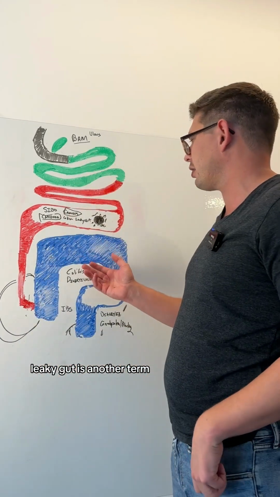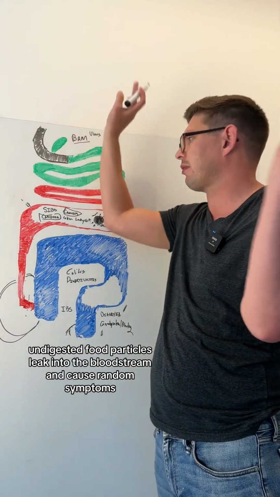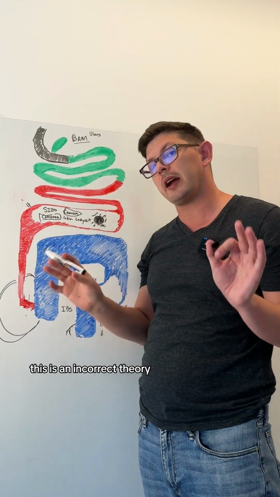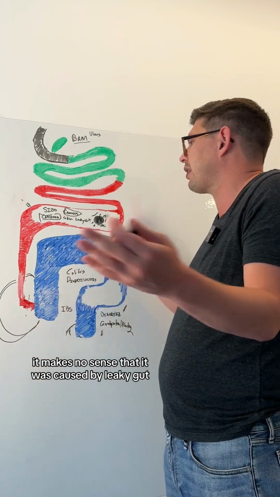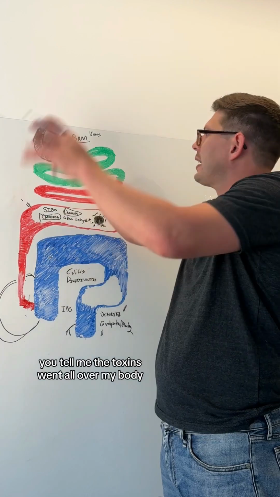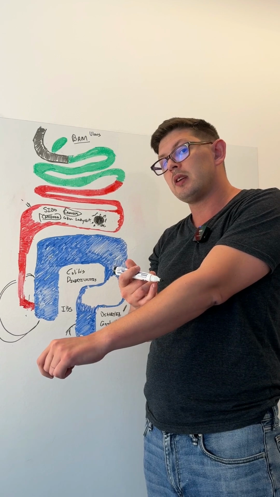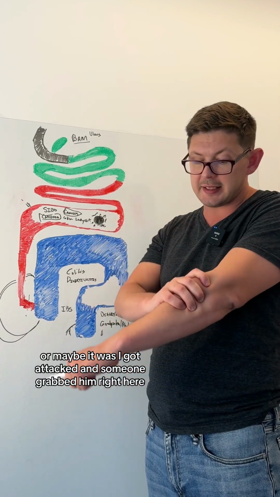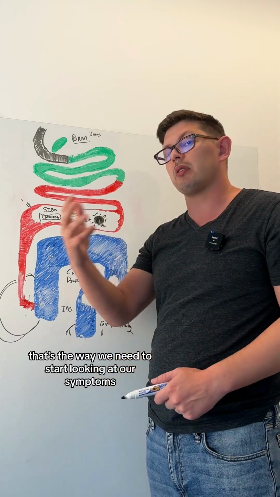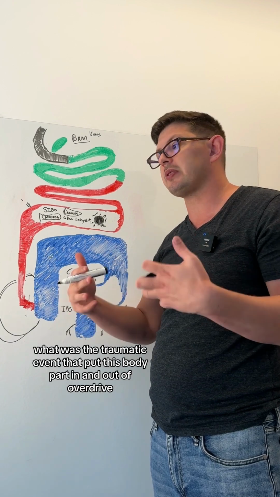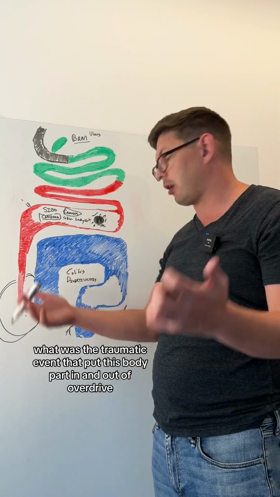Leaky gut is another term where undigested food particles leak into the bloodstream and cause random symptoms. This is an incorrect theory. If I have a rash right here, it makes no sense that it was caused by leaky gut. You're telling me the toxins went all over my body, didn't cause any symptoms except for my rash? Or maybe I got attacked and someone grabbed me right here and I couldn't get away. That's the way we need to start looking at our symptoms. What was the traumatic event that put this body part in and out of overdrive?